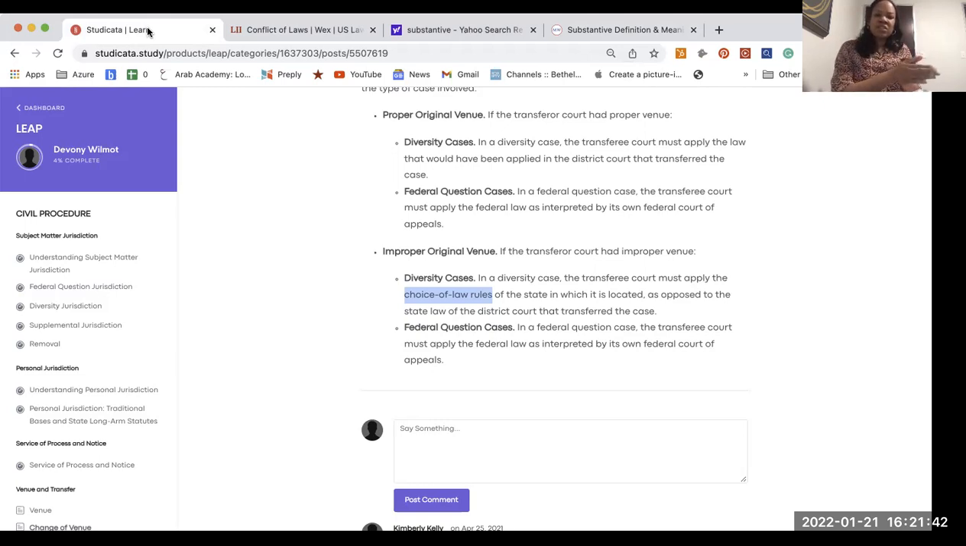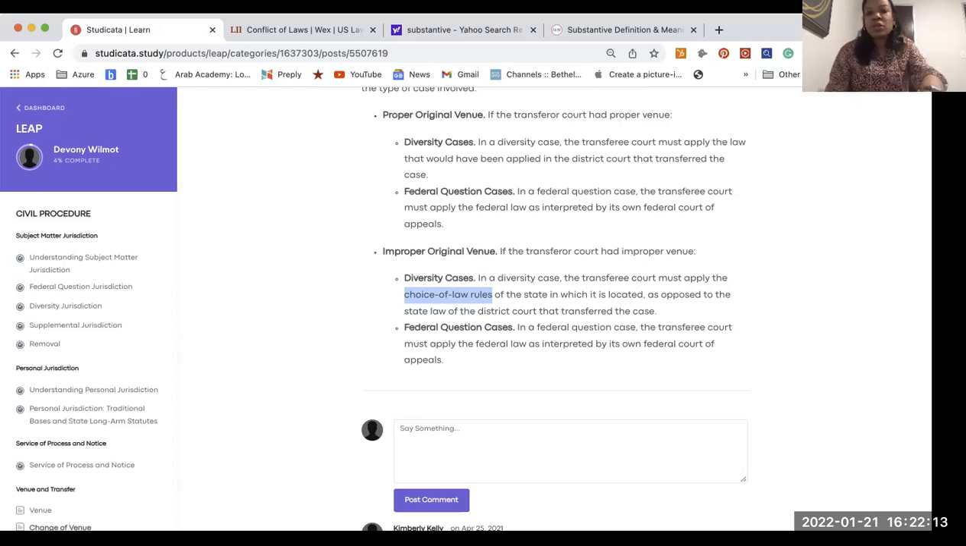Now, when we look at diversity cases, it is going to be different for proper venue and improper venue. As a review, if you had a proper original venue in a diversity case, the transferee court must apply the law that would have been applied in the district court that transferred the case, okay? They have to go with the former forum court, the transfer court, okay? And then in a diversity case of improper venue, they must apply the choice of law rules in the state in which it's located.